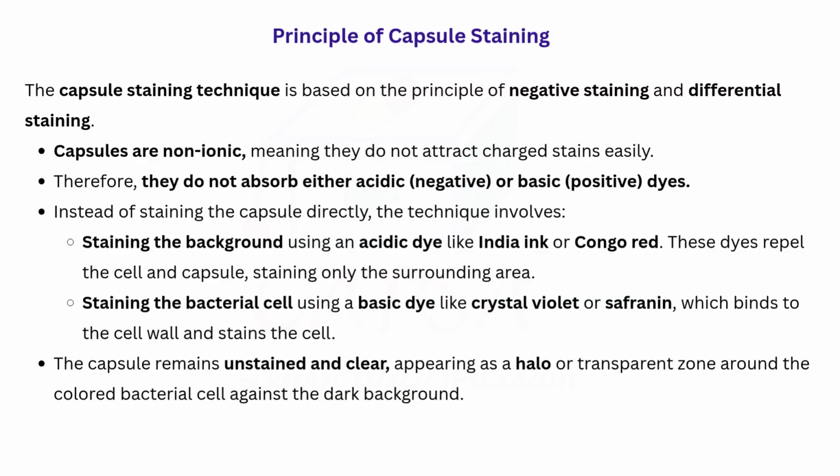To solve this, we use a dual staining approach. First, we stain the background using an acidic dye like India ink or Congo red. These dyes don't penetrate the capsule or the cell. Next, we apply a basic dye like crystal violet or safranin, which stains the bacterial cell. As a result, under the microscope, we see a dark background, a stained bacterial cell, and a clear, unstained halo around it, which is the capsule.